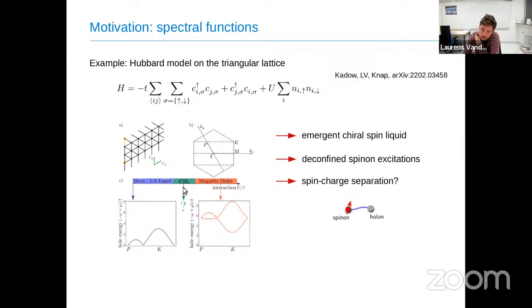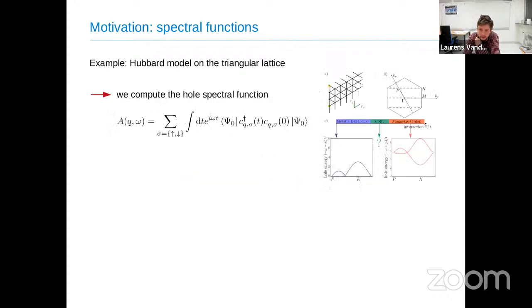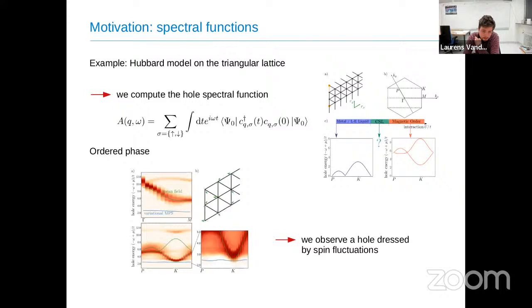So there's no time reversal symmetry breaking in the Hamiltonian, whatever it is. So the chirality is really an emergent feature here. And people believe that this chiral spin liquid leads to deconfined spinon excitations and maybe spin-charge separation in the system. So we wanted to look at this. We computed the whole spectral function to see whether there are signatures of this spin-charge separation.